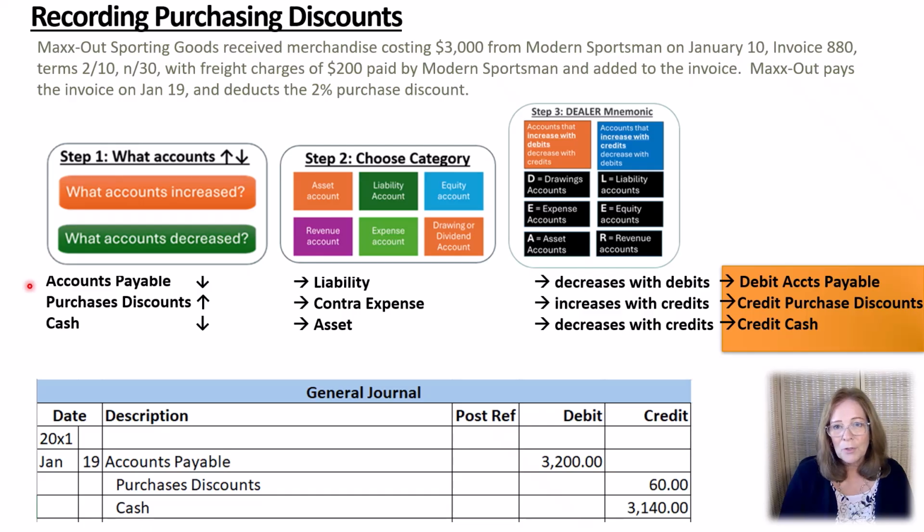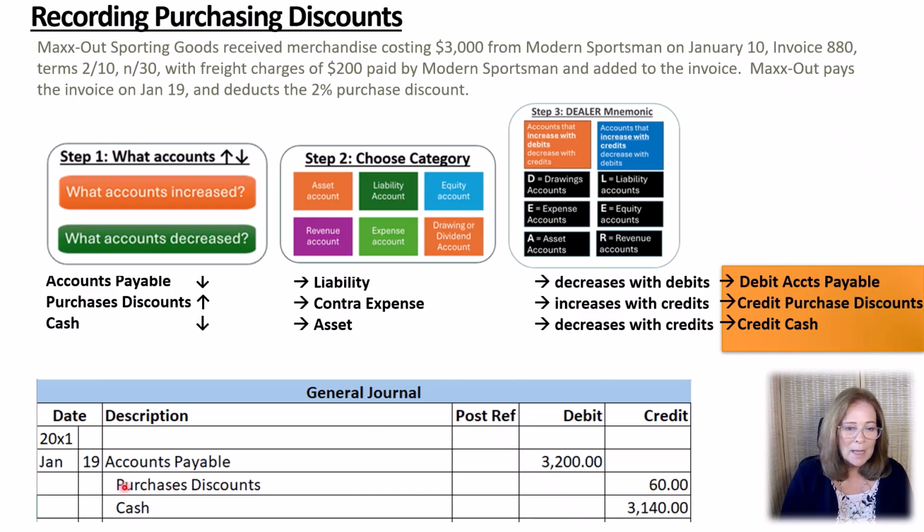We analyze the transaction and find that the business now has less accounts payable, which is a liability, which decreases with debit, so we debit accounts payable. Purchase discounts increase because the business is taking the purchase discounts within the 10-day time period. Purchase discounts are a contra expense account, which increases with credits, so we credit purchases discounts account. The business now has less cash. Cash is an asset, and assets decrease with credits, and that means we need to credit cash.